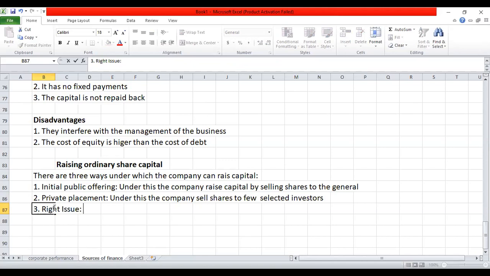Then number three is what we call a right issue. In a right issue, the company sells shares to the existing shareholders. So it is the existing shareholders whom they are going to call to come and subscribe or to buy the shares of the company.